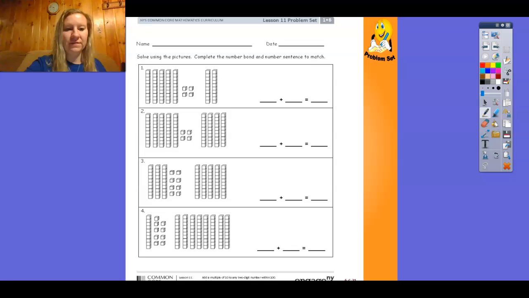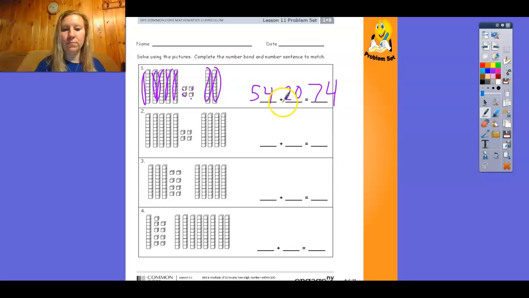So we're going to count our groups of 10. Number 1, we're going to say 1, 2, 3, 4, 5. And then we have 4 ones. We have 2 groups here of 10, making it 20. And we're going to count our groups of 10. 1, 2, 3, 4, 5, 6, 7 groups of 10. And we still have our 4 ones, so we're going to bring our 4 ones over. 54 plus 20 equals 74.